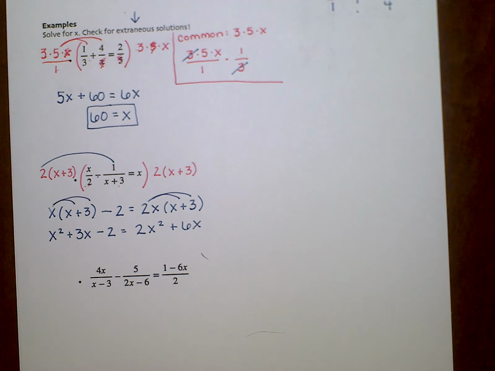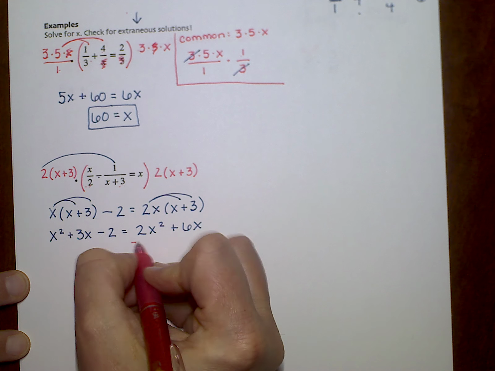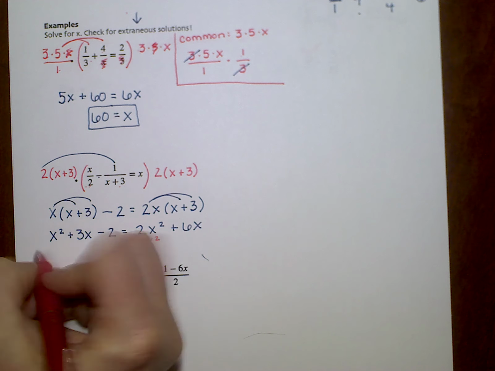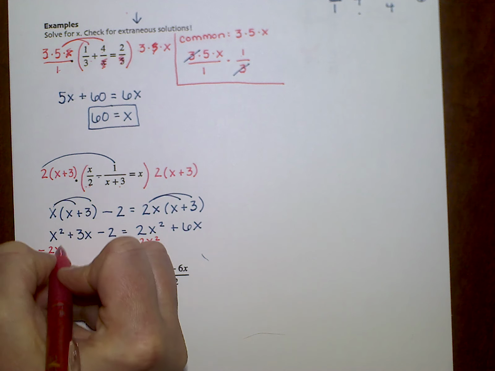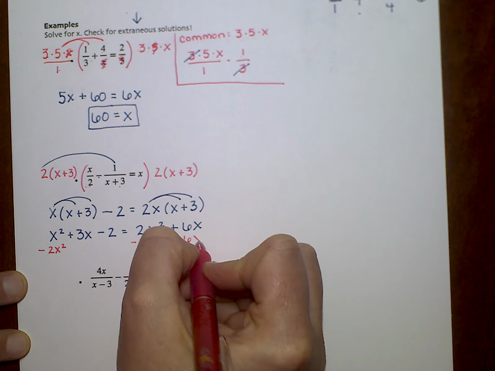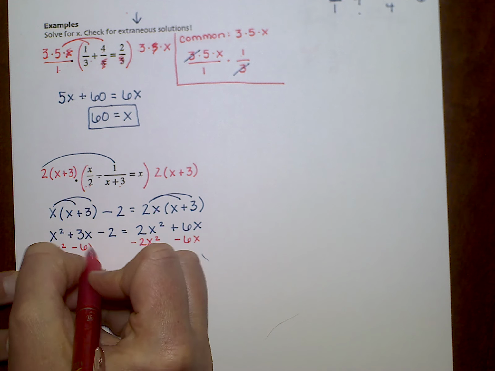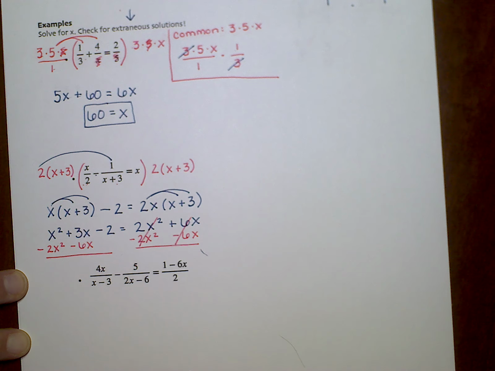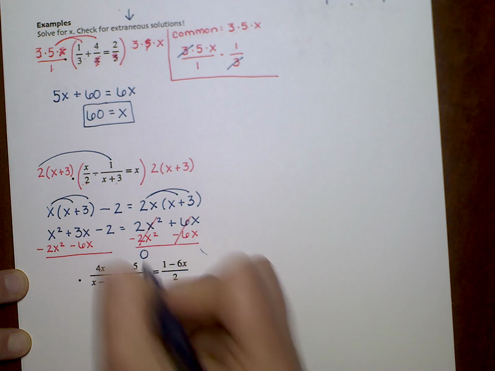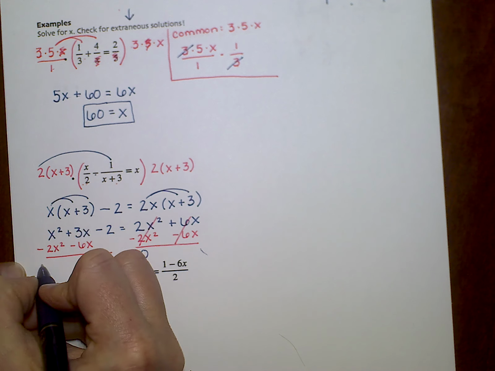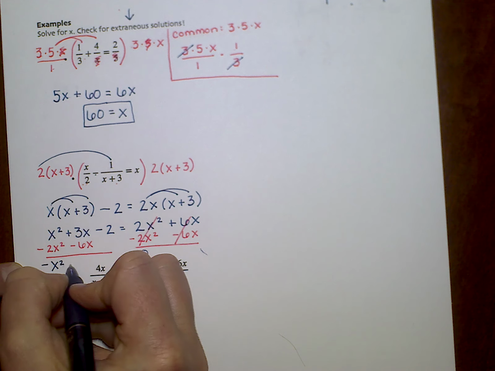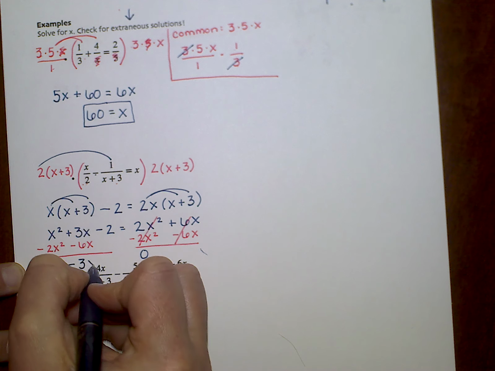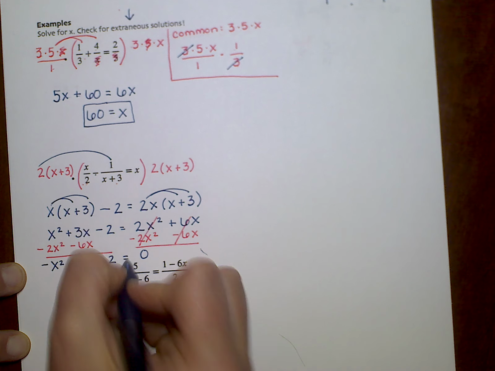Okay, to be able to solve this thing, I need to move everything one way or the other. It really doesn't matter which way you go. I'm going to move everything to the left. So I'm going to subtract 2x squared and subtract 2x squared. I'm also going to subtract 6x and subtract 6x. Okay. So over here, this goes, and this whole side of the equation is just equal to 0. And then here I'll have a negative 1x squared minus 3x minus 2 equals 0.